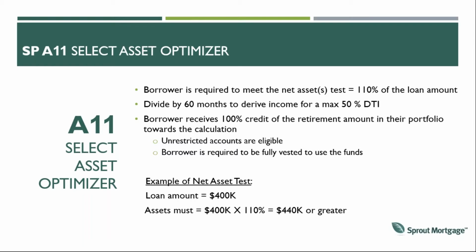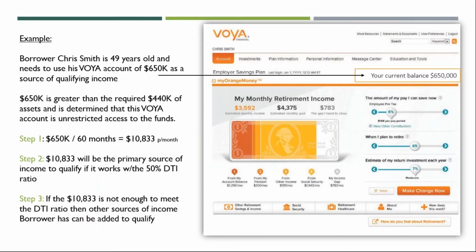In the example here on the screen, if we have a loan amount of $400,000, our assets must be at least 110% of that $400,000. In this case, that amount would be $440,000. We'll then divide that figure by 60 months to determine our qualifying income. It's not here on the screen, but that'll give us, in this scenario, about $7,300 in monthly qualifying income.